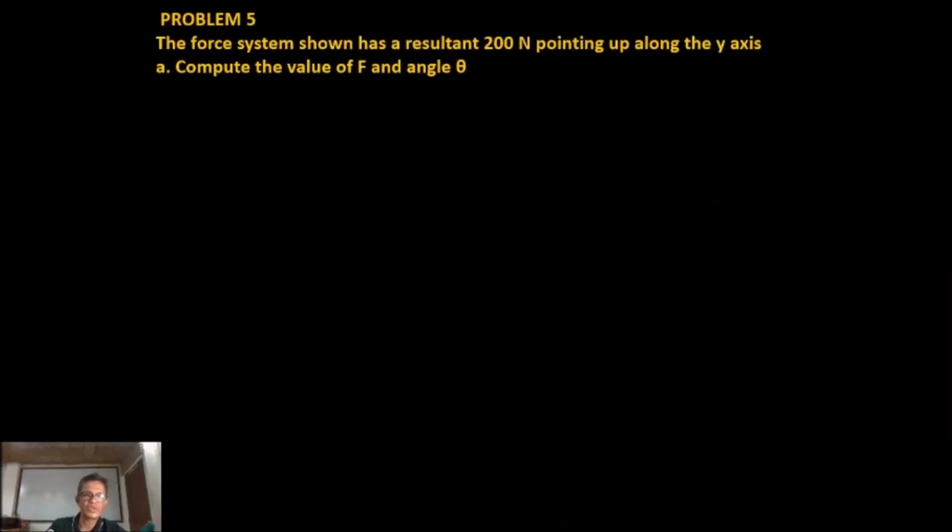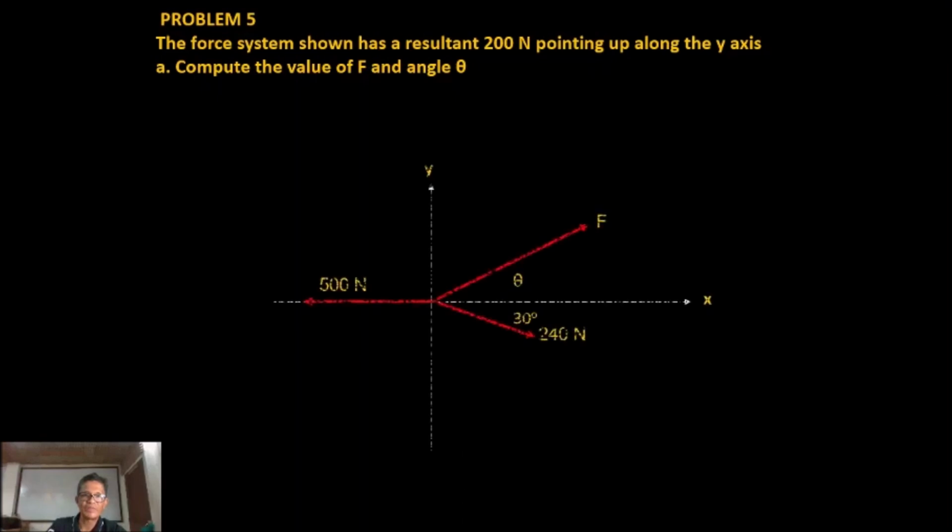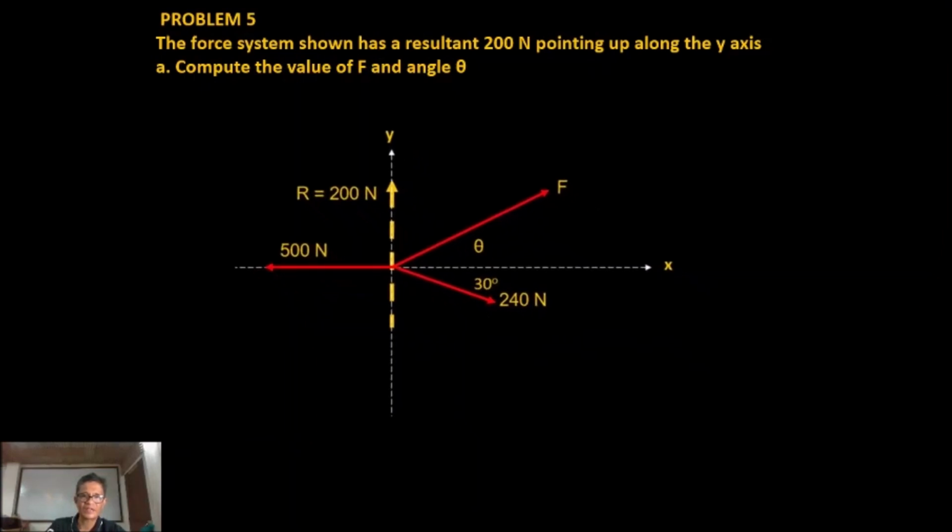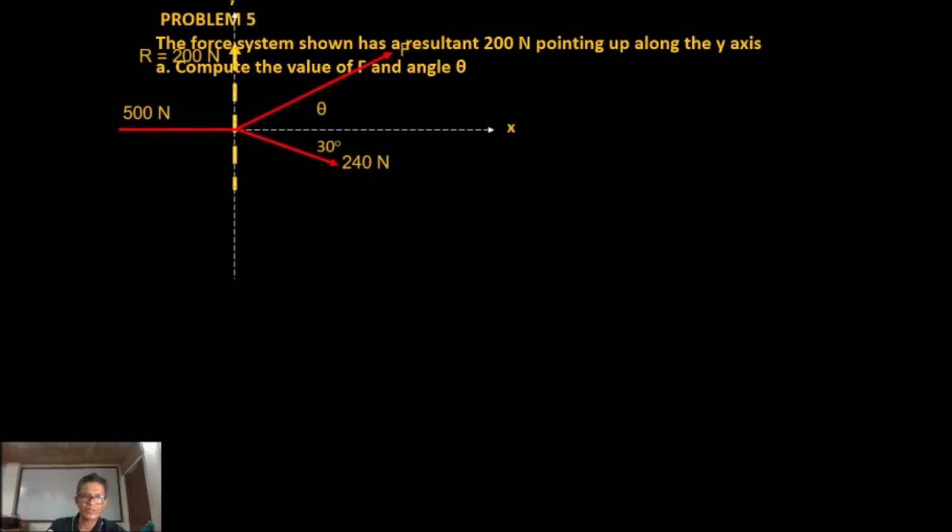Okay, let's have another solution for problem number 5. The force system shown has a resultant of 200 Newtons pointing up along the y-axis. Compute the value of F and angle theta. Okay, this time we will do something somewhat graphical, although we are still doing an analytical solution. So we have 200 newtons as the resultant. Then what we will do is graphical. We will start by drawing the force polygon, with F at an angle theta. Now, it is unknown, we do not know its dimension. So although this is graphical, we will do some estimation.